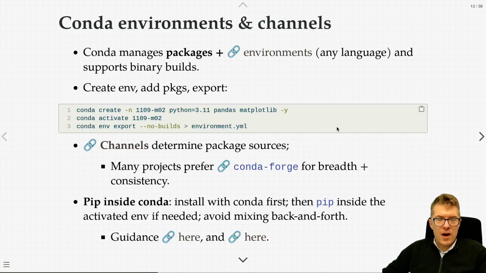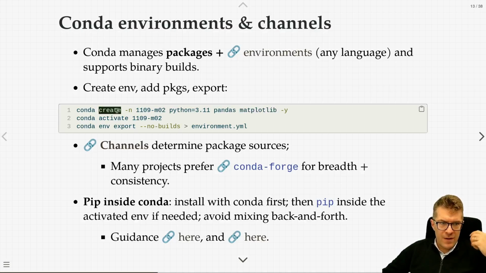So I personally prefer conda to venv because it's more functional. It can do more. It manages packages and manages environments in various languages, and could support binary builds. Here we've seen this kind of already. Here we created an environment. We use Python 3.11. We start off by bringing in pandas and matplotlib, but we can add new libraries to our environment that we've already activated as we go.